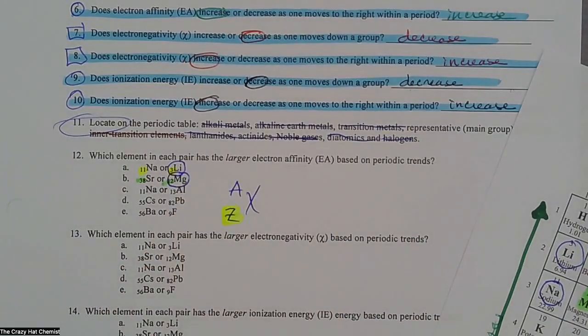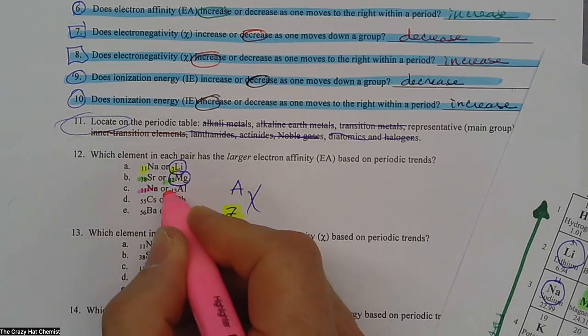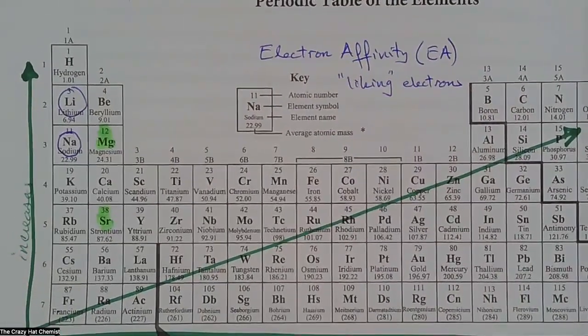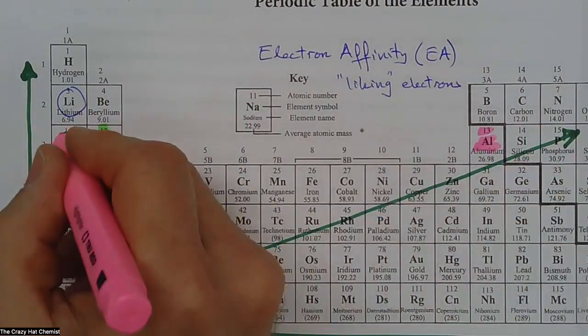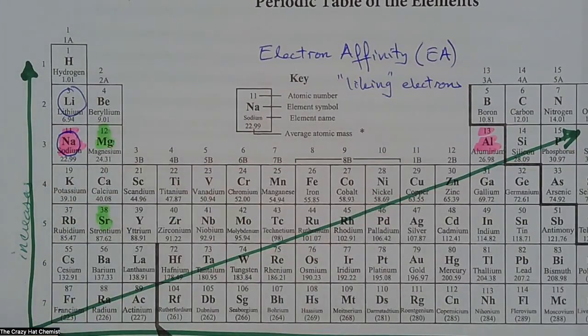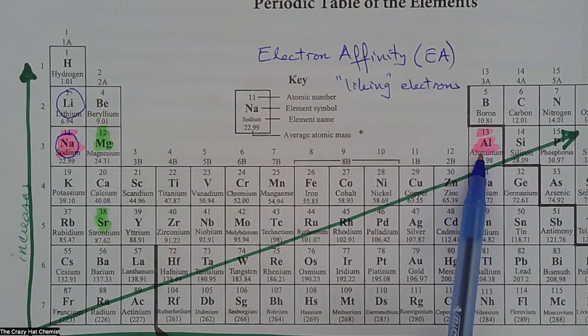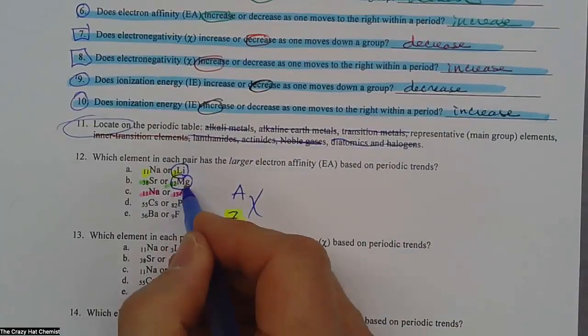Okay. The next grouping that we are going to compare is sodium and aluminum. That's element 11 and 13. So here is 13, there's aluminum, and here's 11, that is sodium. So which one has the larger electron affinity? So electron affinity increases as you move to the right. So aluminum is further to the right within that same period. So it would be most certainly aluminum.